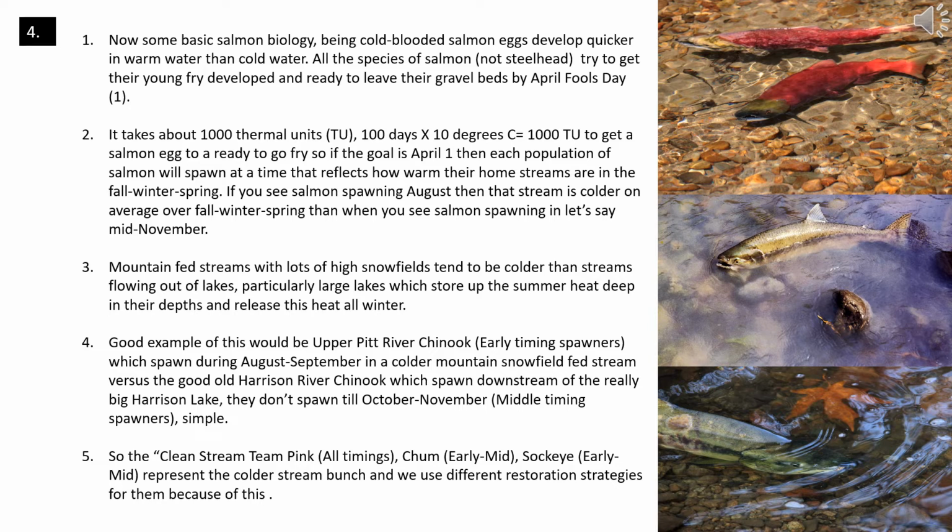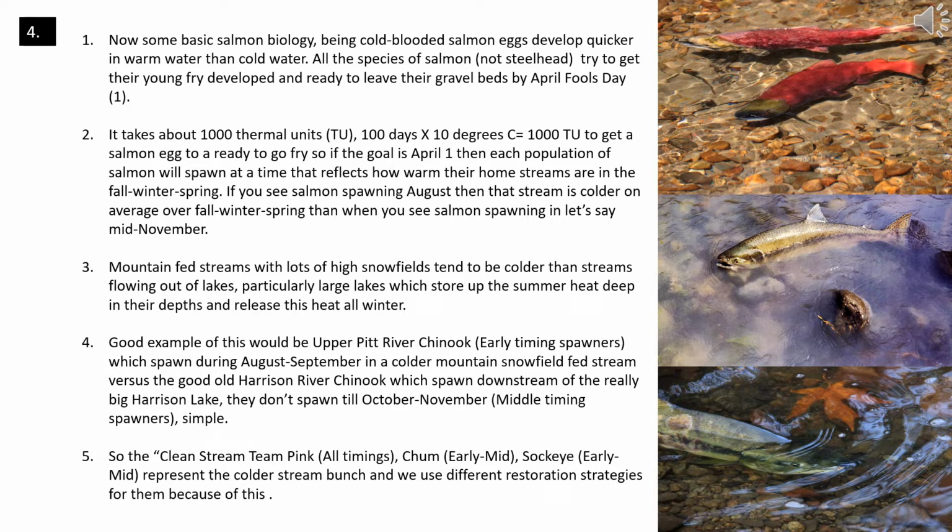So if you see a salmon spawning in August, it tells you that that stream is colder on average than if you see the same species spawning in another stream in mid-November. That stream is much warmer on average, because remember, they're cold-blooded. They can only develop as fast as the water temperature, and they're all planning to come out on April Fool's Day.